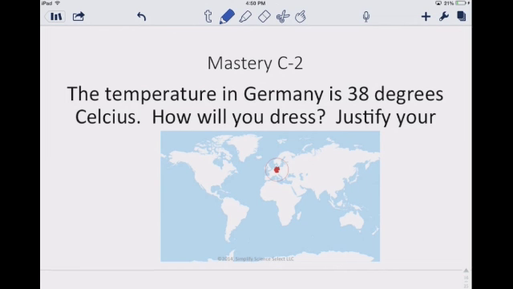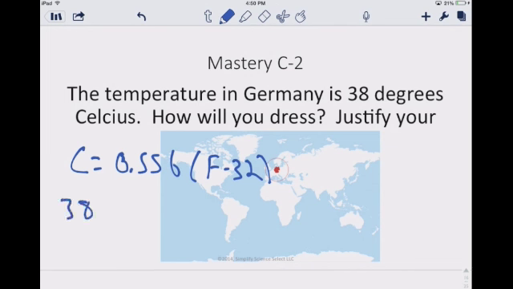Jumping on down to the next one, it says the temperature in Germany is 38 degrees Celsius. How will you dress? We want to justify our answer. Okay, when we're looking at this, it's 38 degrees. So what we would do is we would use our equation that our Celsius equals 0.556, all that times our Fahrenheit minus 32. So when we're doing this, we know our Celsius is 38 equals our 0.556. We're trying to find our Fahrenheit because we really deal with Fahrenheit here in the US.